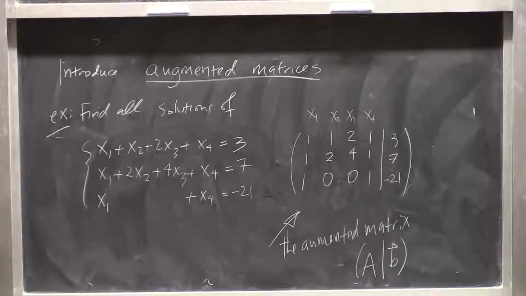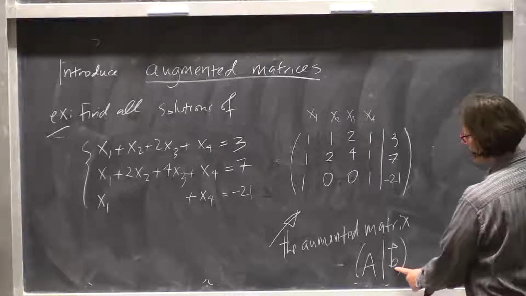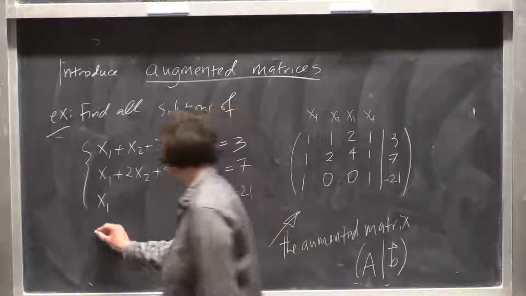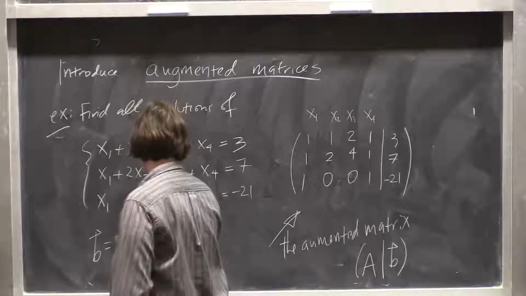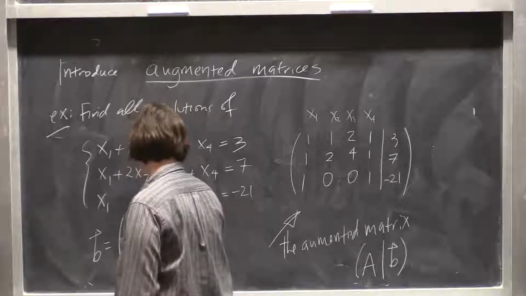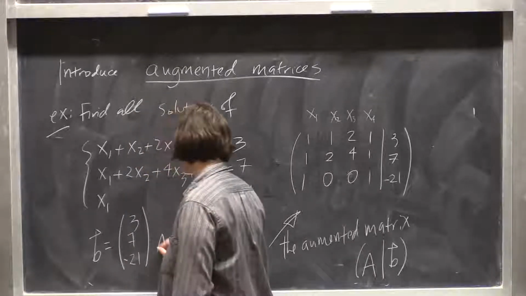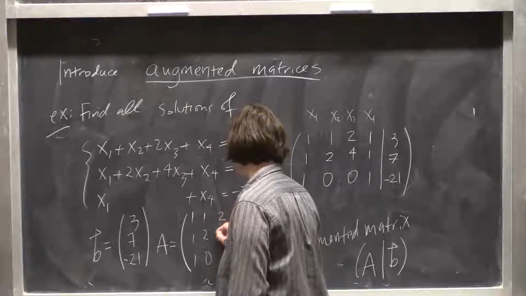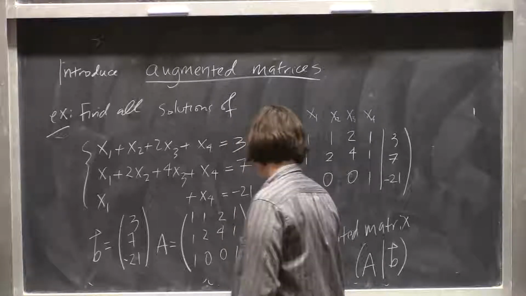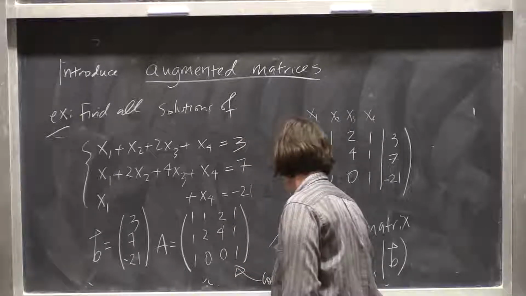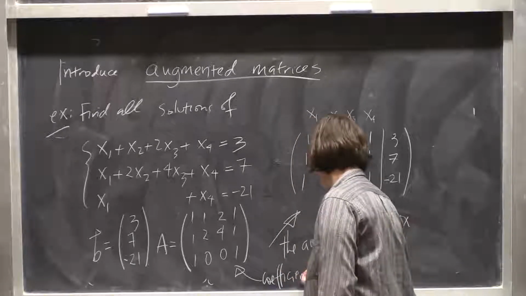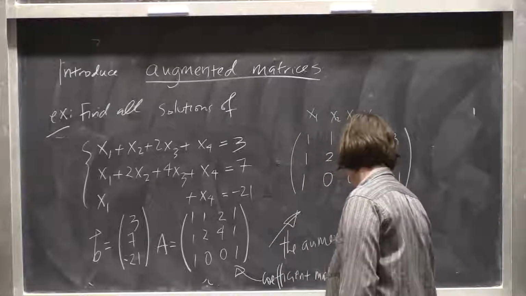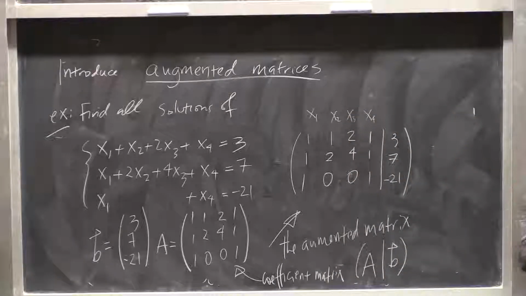It's okay. So we write this as A, B, where B is the right-hand side, 3, 7, minus 21. And A is the coefficient matrix, 1, 1, 1, 1, 2, 0, 2, 4, 0, 1, 1, 1. This is the coefficient matrix. This is just language. Right now, the phrases augmented matrix and coefficient matrix might or might not be alien, but within 2 lectures, it will be less alien.